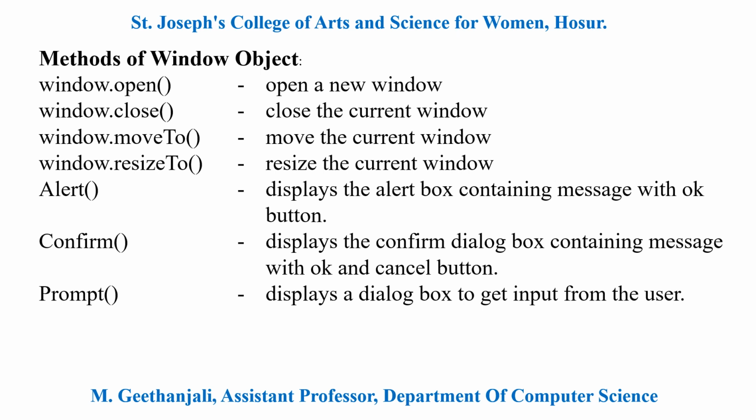Then alert. It displays an alert box containing a message with an OK button. And the next method is confirm. It displays a confirm dialog box containing a message with OK and Cancel buttons. And the next one is prompt. It displays a dialog box to get input from the user. There are some other methods also available in the window object.